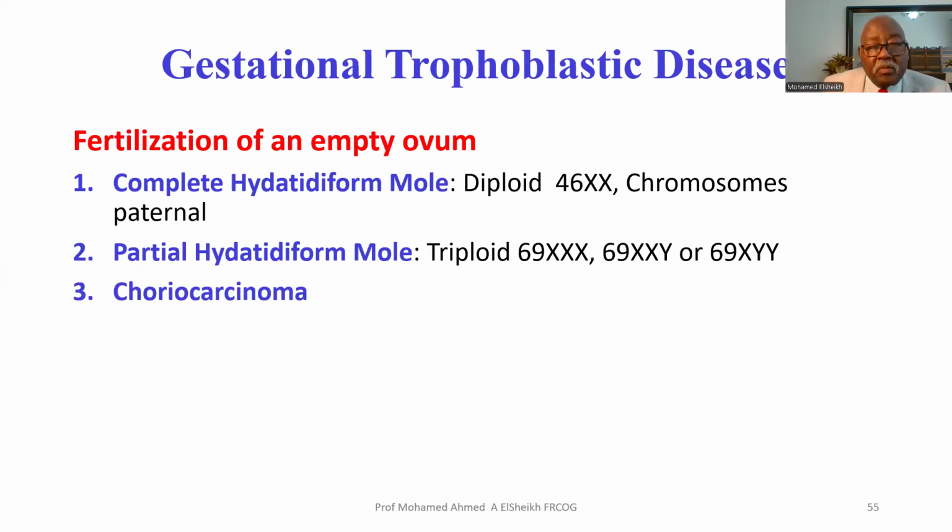Pathogenesis of it: fertilization of an empty ovum. And that leads to one of two situations. Either a complete hydatidiform mole, where all the genetic material is paternal, 46XX, that is a duplication, as we will see in a minute, or a partial hydatidiform mole, where there is some maternal and paternal part of it. And the third one is choriocarcinoma.